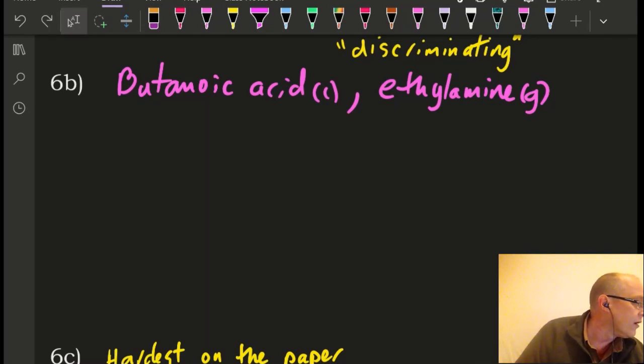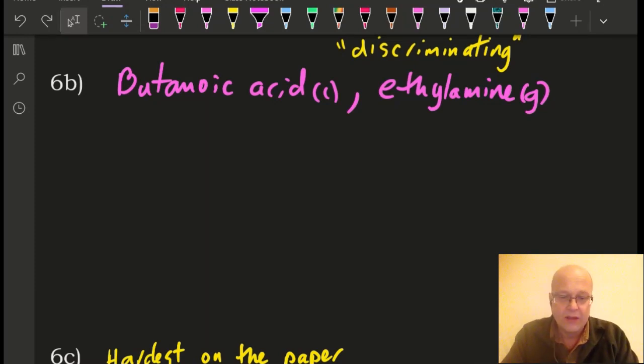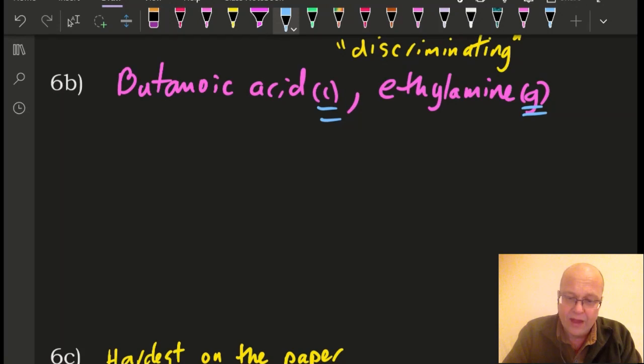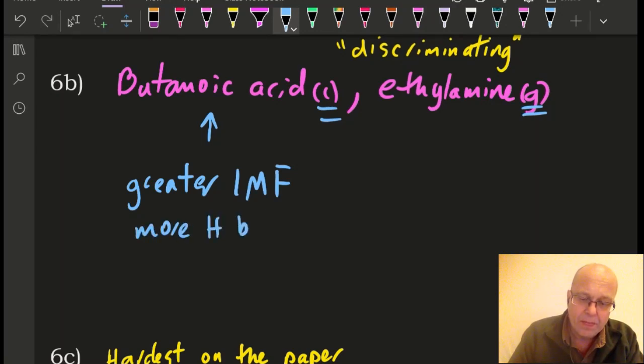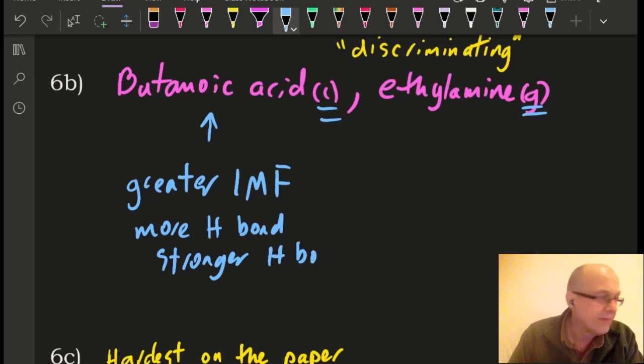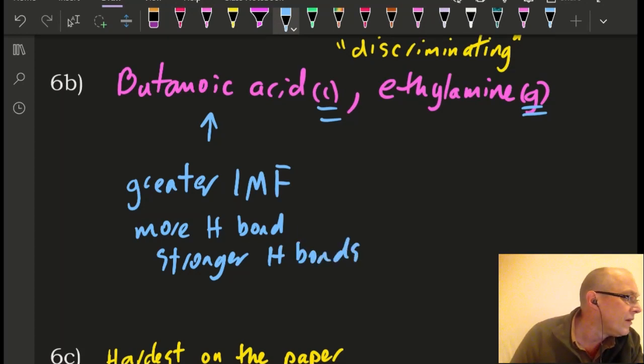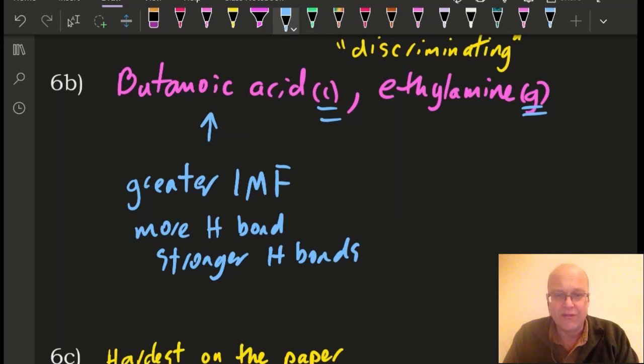6B. This is another question I just don't like. So butanoic acid's a liquid. Ethylamine's a gas. I'm just going to read the answer. I don't necessarily agree with it. So if this is a liquid, then this must have greater intermolecular forces. Okay, I'll go with that. Greater intermolecular forces. And they say the reason is because it's got either more hydrogen bonds, or it's got stronger H bonds. Okay. Well, that just doesn't feel right, does it?